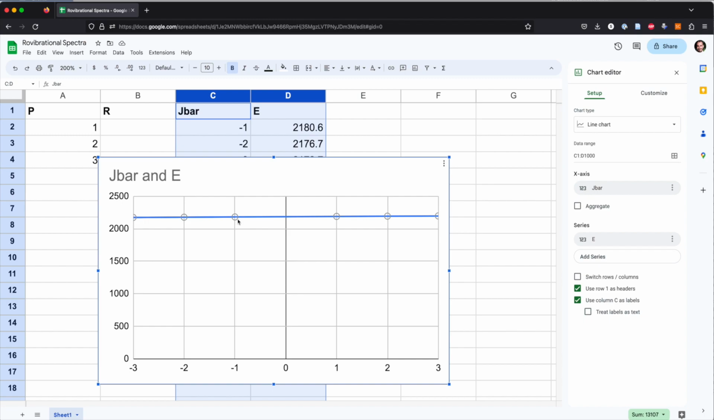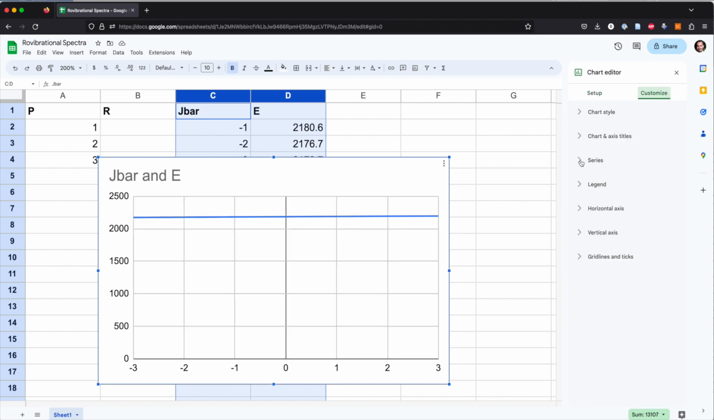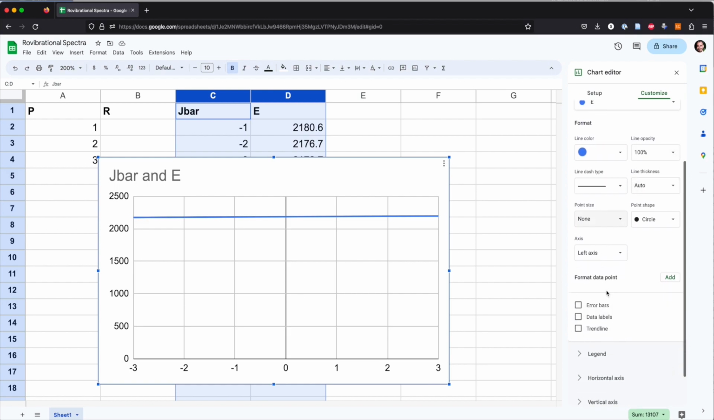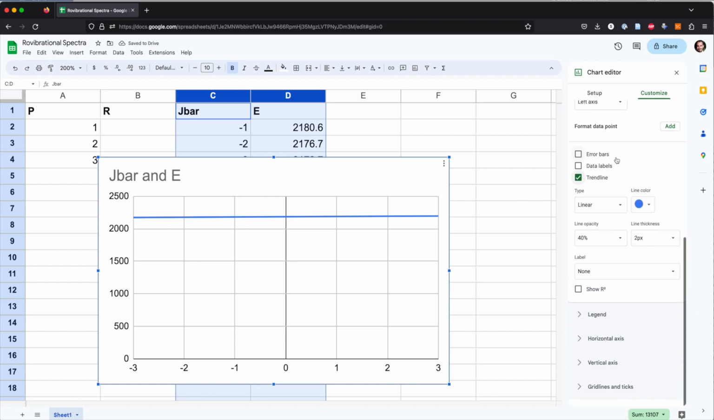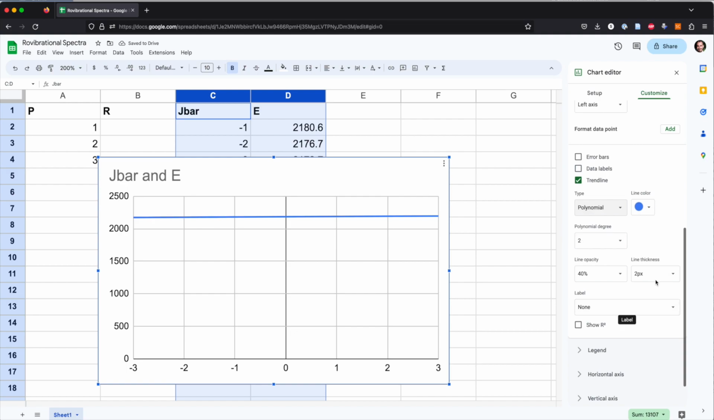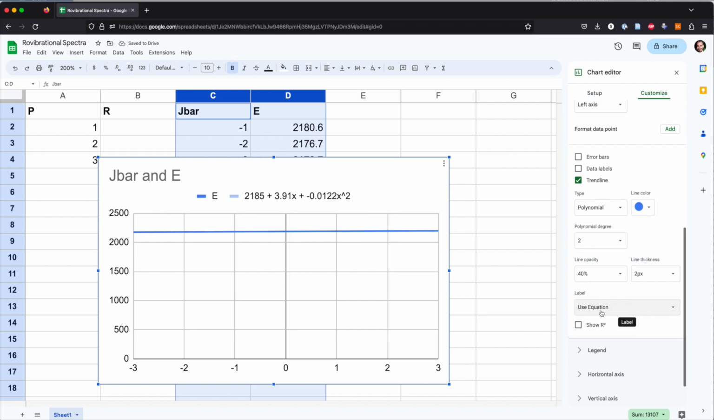Okay, so next thing we do is make a trend line for this. So we go to Customize, we pick Series, and then add a trend line by clicking this box down here. And then this adds a trend line, but we want a polynomial one because we want to fit it to something that has x squared. We want a second degree polynomial, so the default is fine. And then the last thing is we want to be able to see the equation, and so we will add a label and have the label be use equation. And so this will write out the equation straight for us right off the bat.